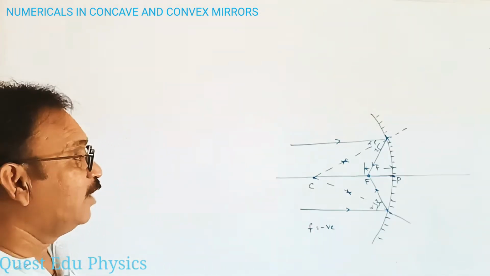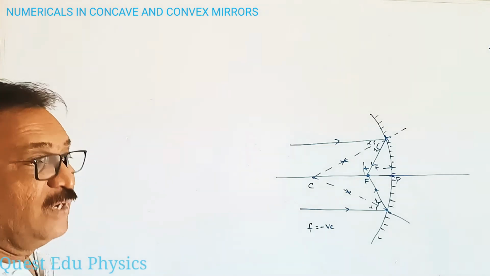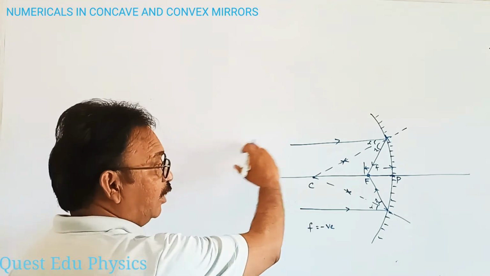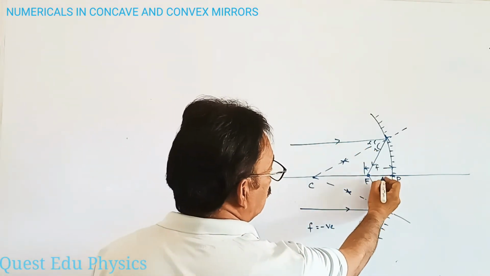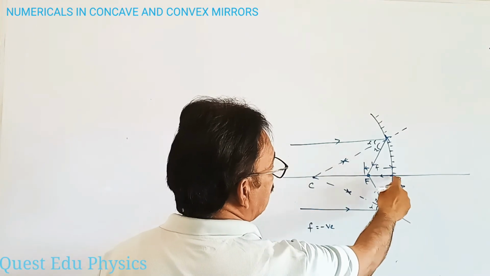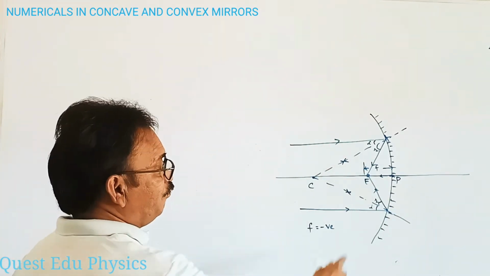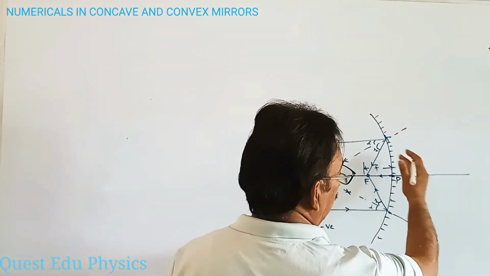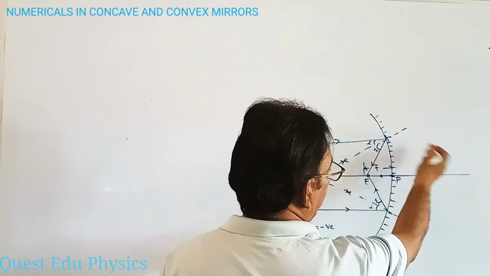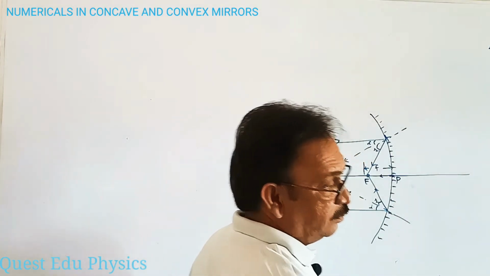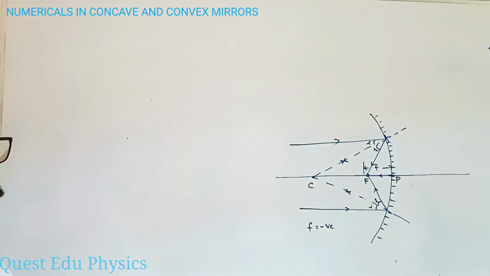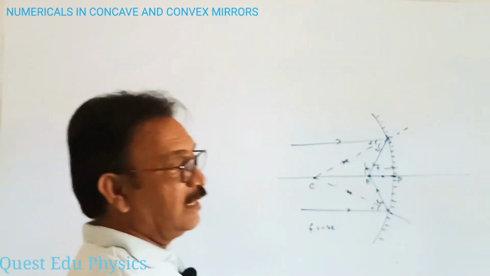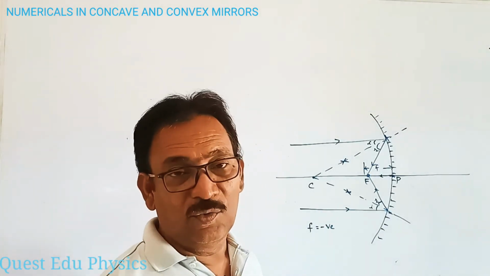Already you learned about the sign convention. According to the sign convention, the rays here are falling from left to right. The distance which is measured opposite to the incident ray is always taken as negative, students. The distance which is behind the reflecting surface has to be taken as positive, students. The sign convention tells us that only. That's why it became negative, students.